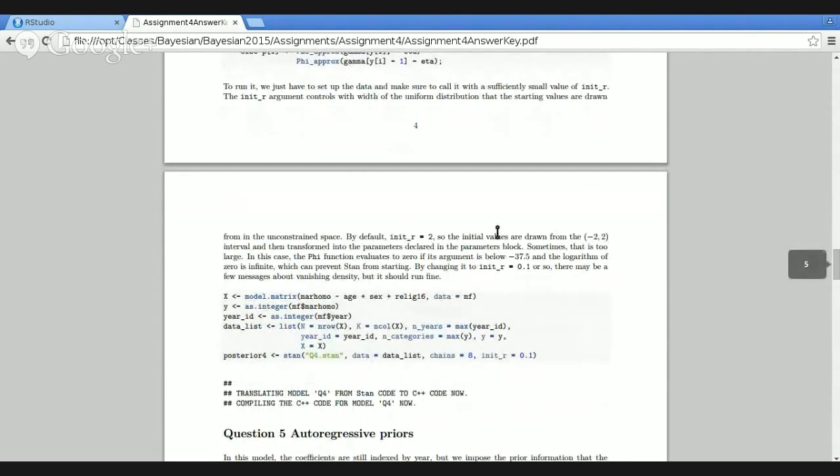I still, in my case, had to change the init R argument from its default value of 2 to 0.01 to get initial values on the unconstrained scale. They were uniform between -0.1 and +0.1. Then I got a few messages about rejecting initial values and stuff like that, but it tries like 100 different ones before it gives up. And so it was always at least finding some starting value that would allow it to initialize. And after that, it ran pretty well for me.